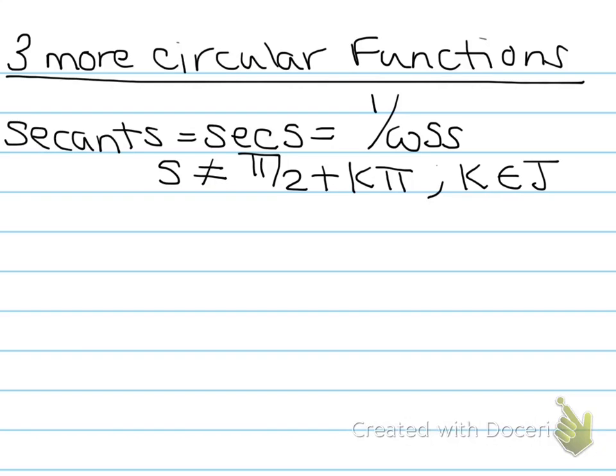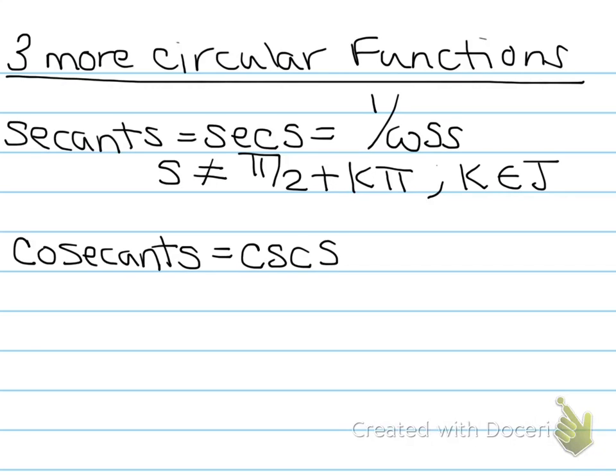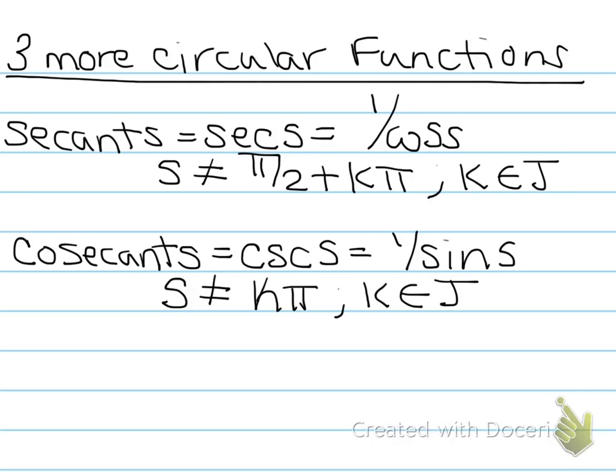Since we have a 1 over cosine, we must also have a 1 over sine, and that is cosecant. So cosecant S, abbreviated CSC, is 1 over sine S. This also has restrictions because we cannot divide by 0. So we have to think, where is sine equal to 0? Sine is equal to 0 whenever we are at 0, pi, 2 pi, 3 pi, etc. So we can say that S cannot equal k pi, again, where k is in the set of integers.